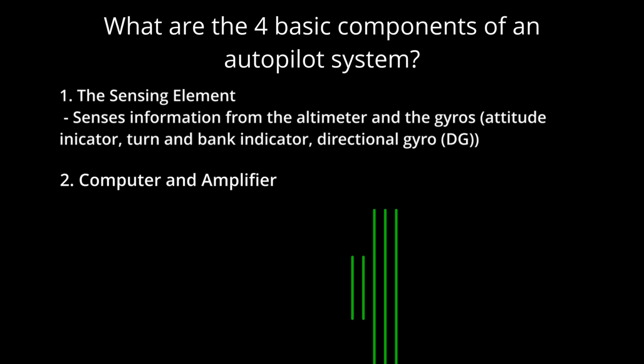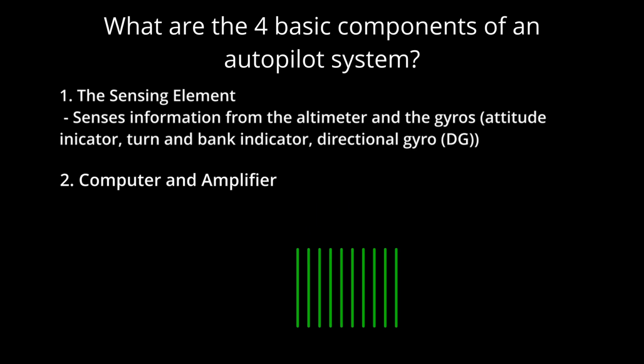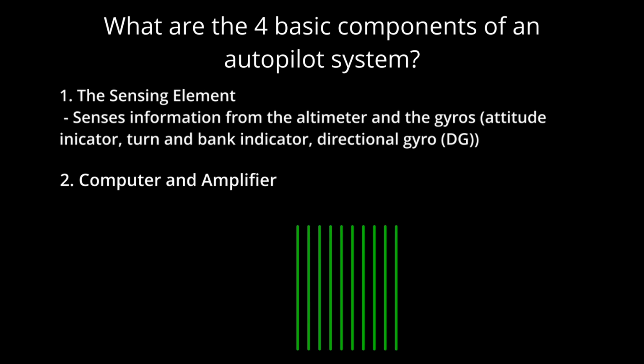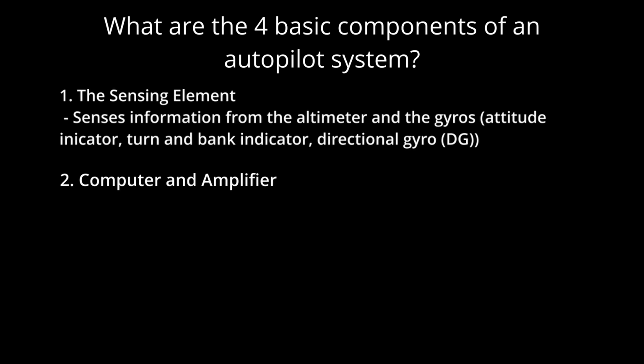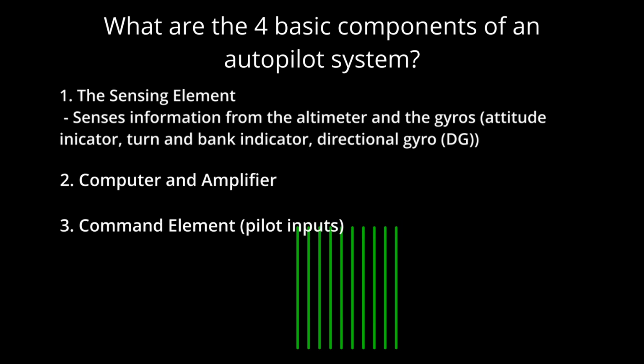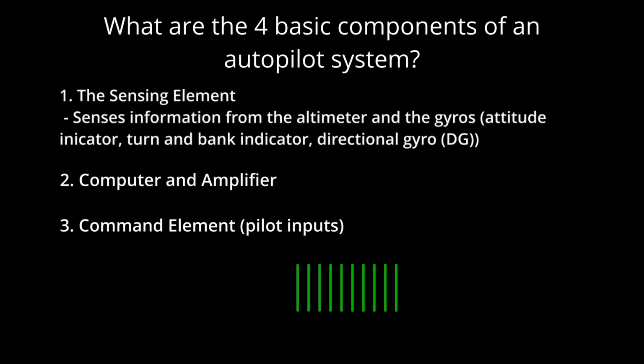So you had the sensing elements. What are the other components of the autopilot? The actual computer. The computer and amplifier. What does an amplifier do? Normally what does an amplifier do in anything? Amplifies the signal. Yep, increases the strength of the signal. What are the other two elements of the autopilot?